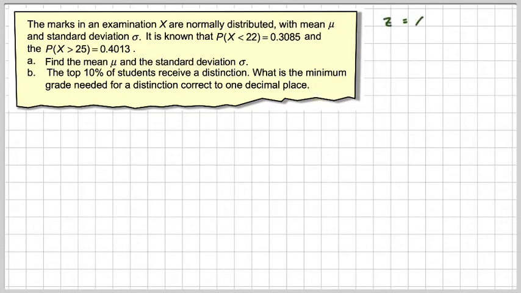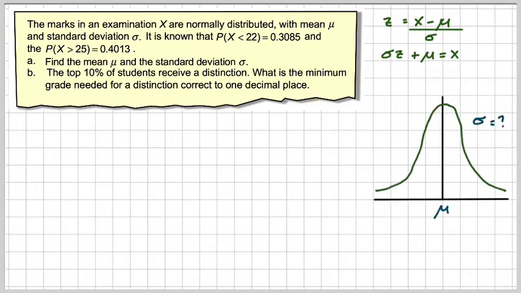Okay, so what's important in here is that X can be standardized by taking away the mean and dividing by the standard deviation to get what you know as the standard normal variable, Z, which is for a normal distribution with a mean of 0 and standard deviation of 1. To destandardize, you need to do sigma Z plus mu is equal to X.